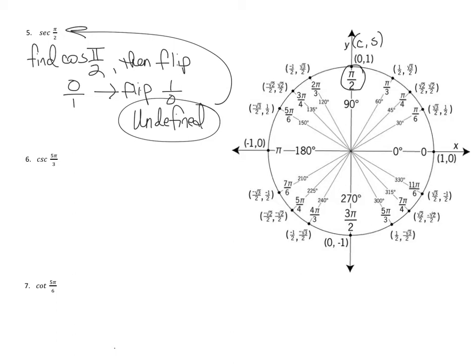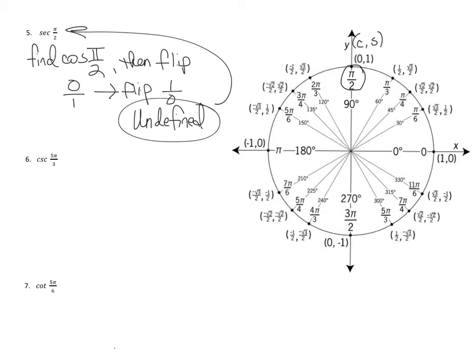I'd be careful on that because a lot of people I've seen in the past, when they get 0 and you flip it, just want to write it as 0 also. But remember, 1 over 0 makes no sense. It's undefined. Okay, let's look at cosecant of 5 pi over 3.